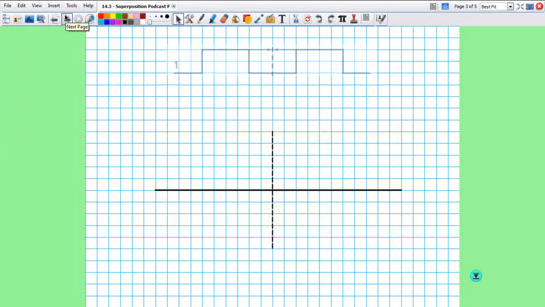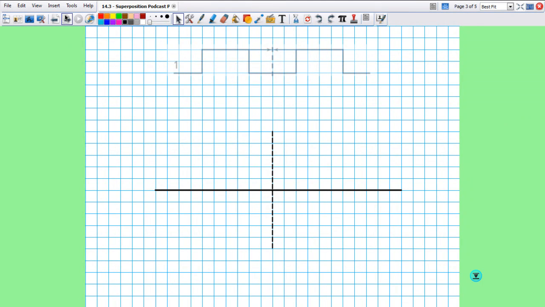Yes, Pee-wee's Playhouse was a very strange show, Saturday morning cartoon for my youth. But anyway, we're going to draw these superposition of these two waves and try to get over the horror of what we just saw.